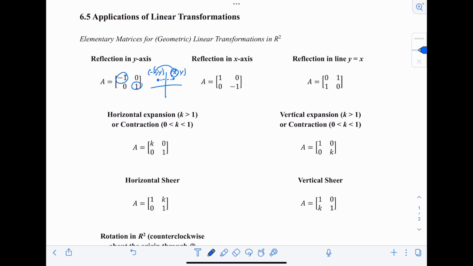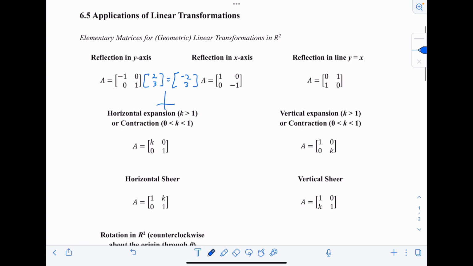Okay, so again, I mentioned I wasn't going to do a whole lot of examples here, but just as a real quick example, if I had the point (2, 3), written as a column since we're dealing with matrices here, and I multiply, I'm going to get (-2, 3). And so again, thinking about what I just mentioned, I would have a point at (2, 3), and we're reflecting it across to (-2, 3). That's a reflection in the y-axis.